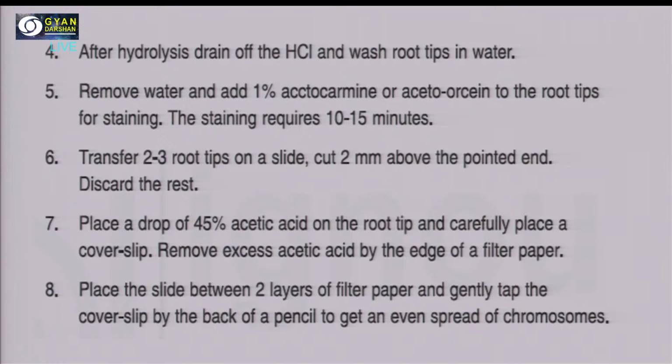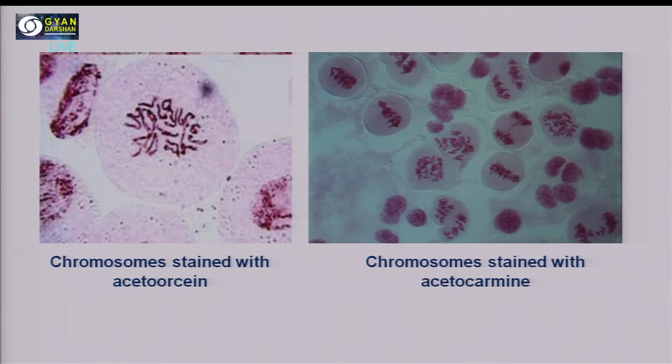Once this is done, place a drop of 45% acetic acid on the root tip and carefully place a cover slip. And now the actual squash technique comes into the picture, because now you have to gently tap the cover slip with the back of a pencil to get an even spread of chromosomes. You need to evenly spread the chromosomes, and they should not clump together because you need to count the number of chromosomes. So you should apply uniform pressure to evenly spread the chromosomes and then go for visualization under the microscope. Take a look at this picture, how it looks.